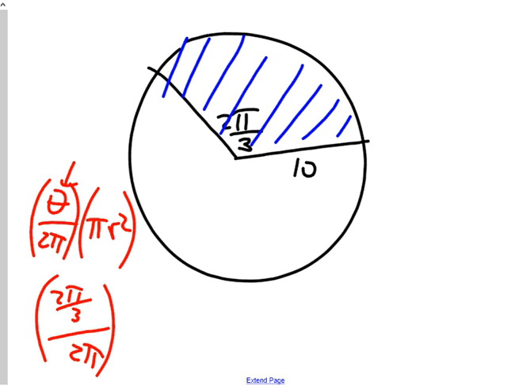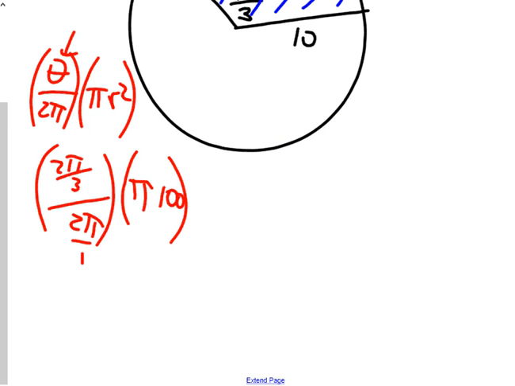Hopefully you know how to handle fractions in fractions. That's why we do the top 20. One of them, anyway. I put that over 1, and then I can flip and multiply. Anyway, and then I have pi r squared, which is pi times r, which is 10. 10 squared is 100, so 100 pi.